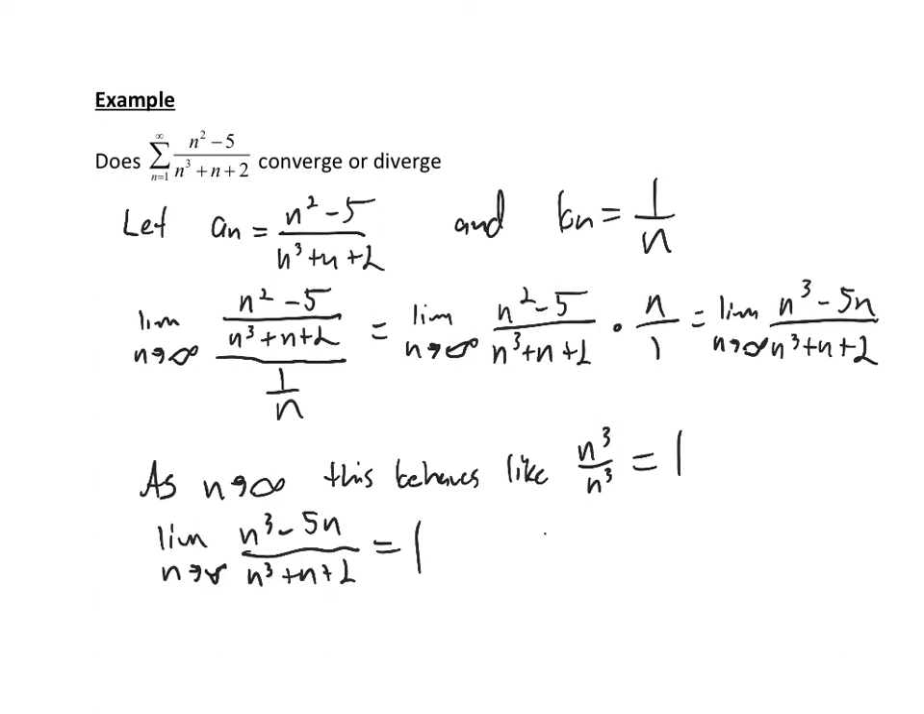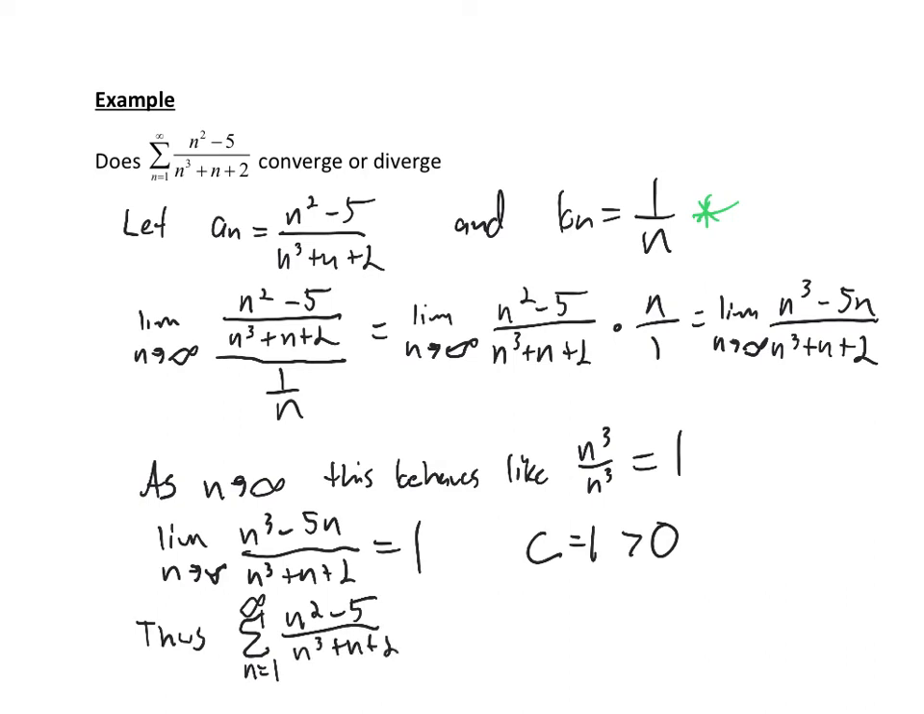So we have a c that equals 1, which is greater than 0. That means both of these series either converge or diverge. We know 1 over n diverges. Thus, the series from n equals 1 to infinity of n squared minus 5 over n cubed plus n plus 2 must diverge.